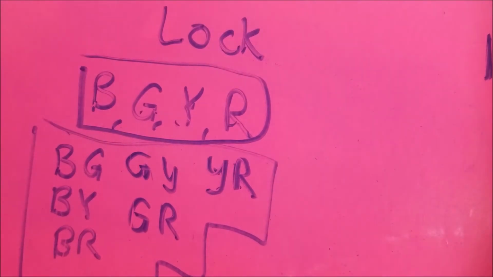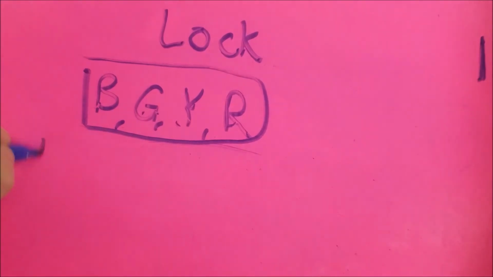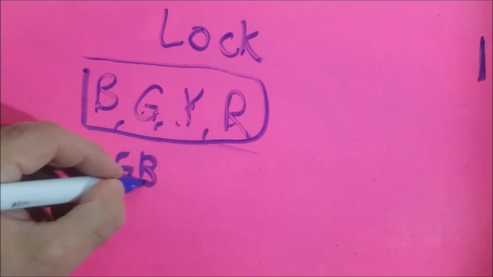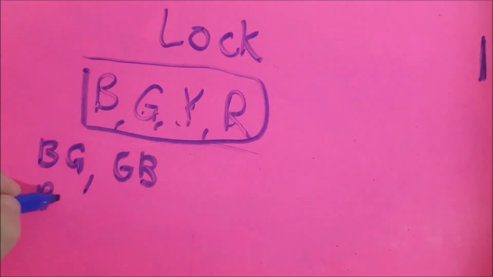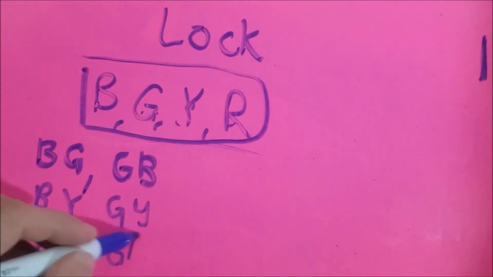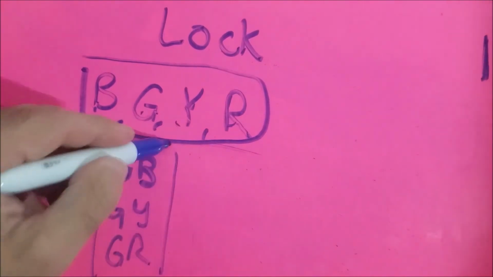Now let's look at it as a permutation. So with a permutation, we can have blue and green because that's what we want, but we can also have green and blue. So you can have blue green, blue yellow, blue red, and then you can have green blue like we said. You can have green yellow, green red. And what others are missing?